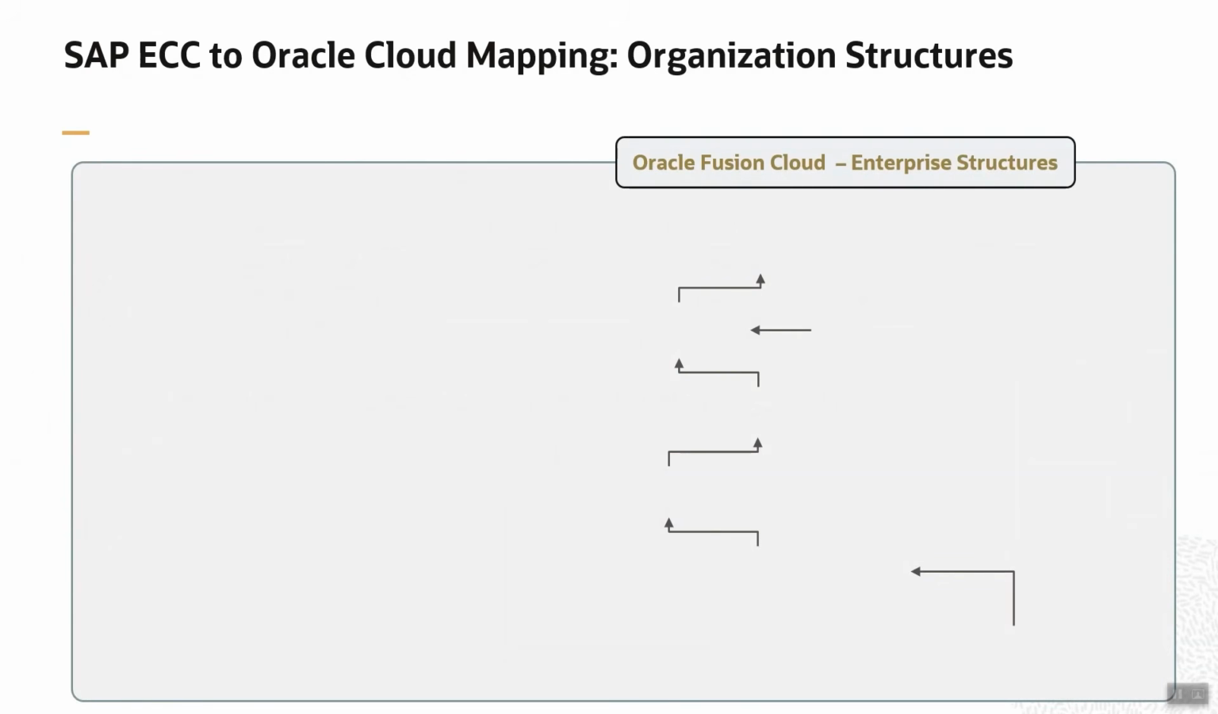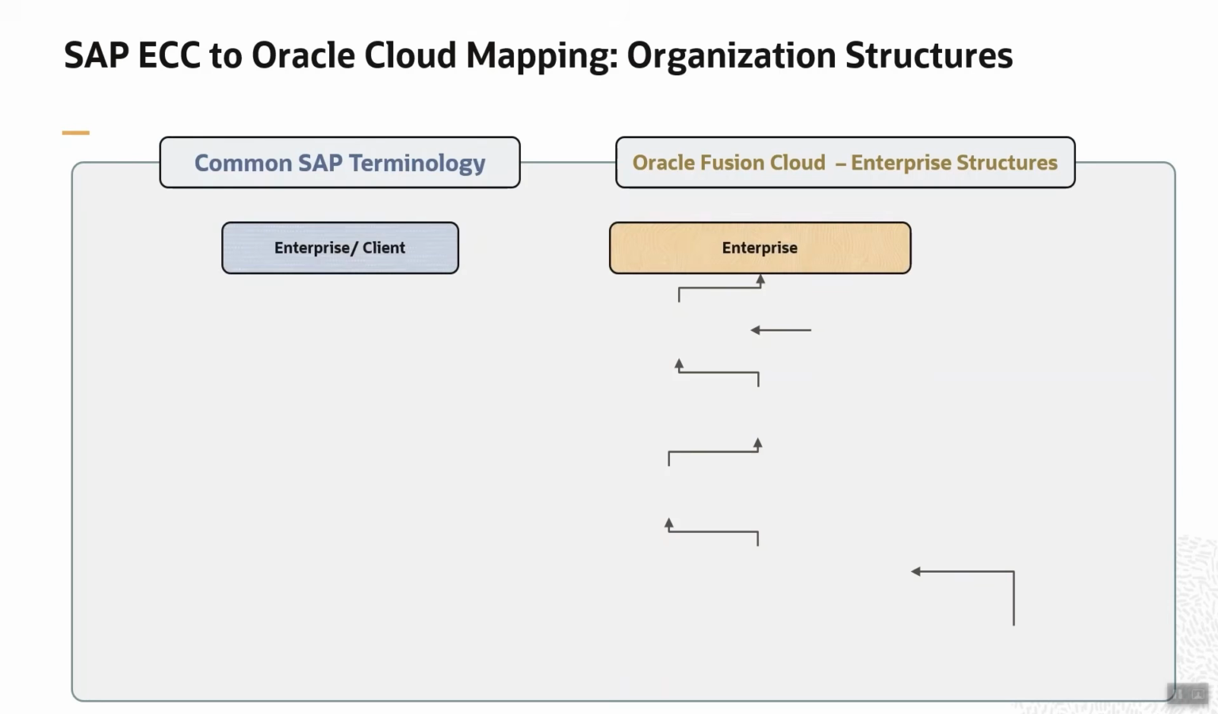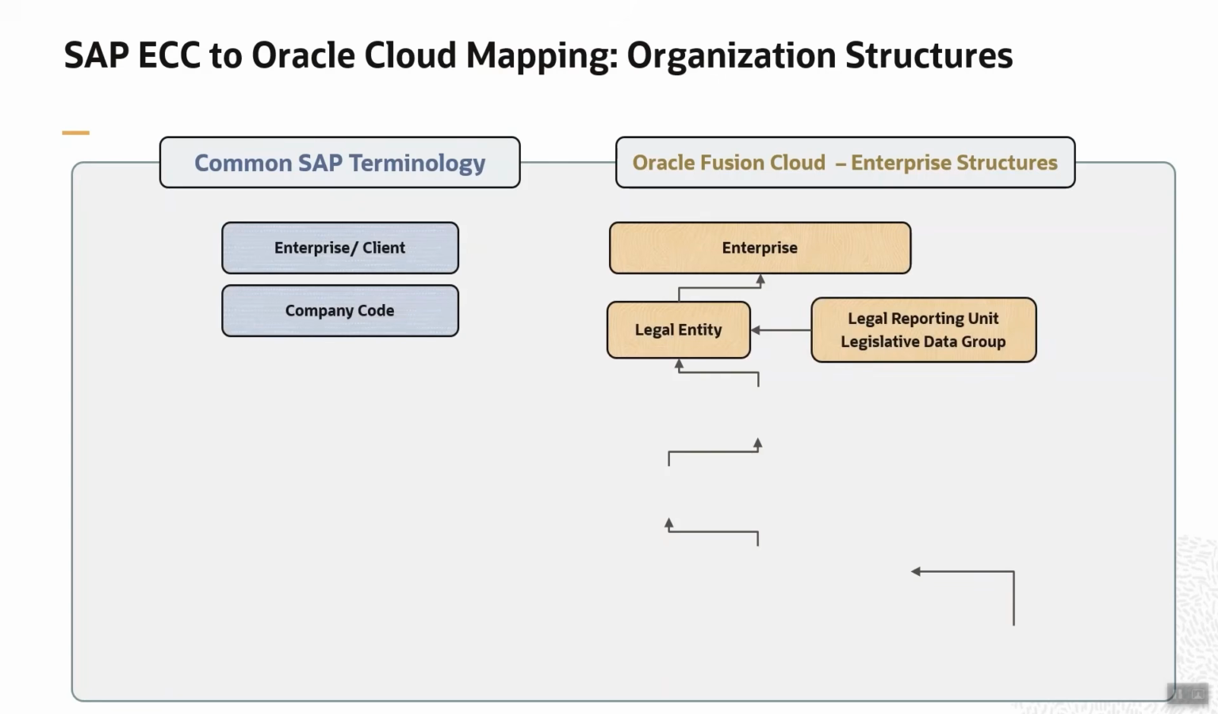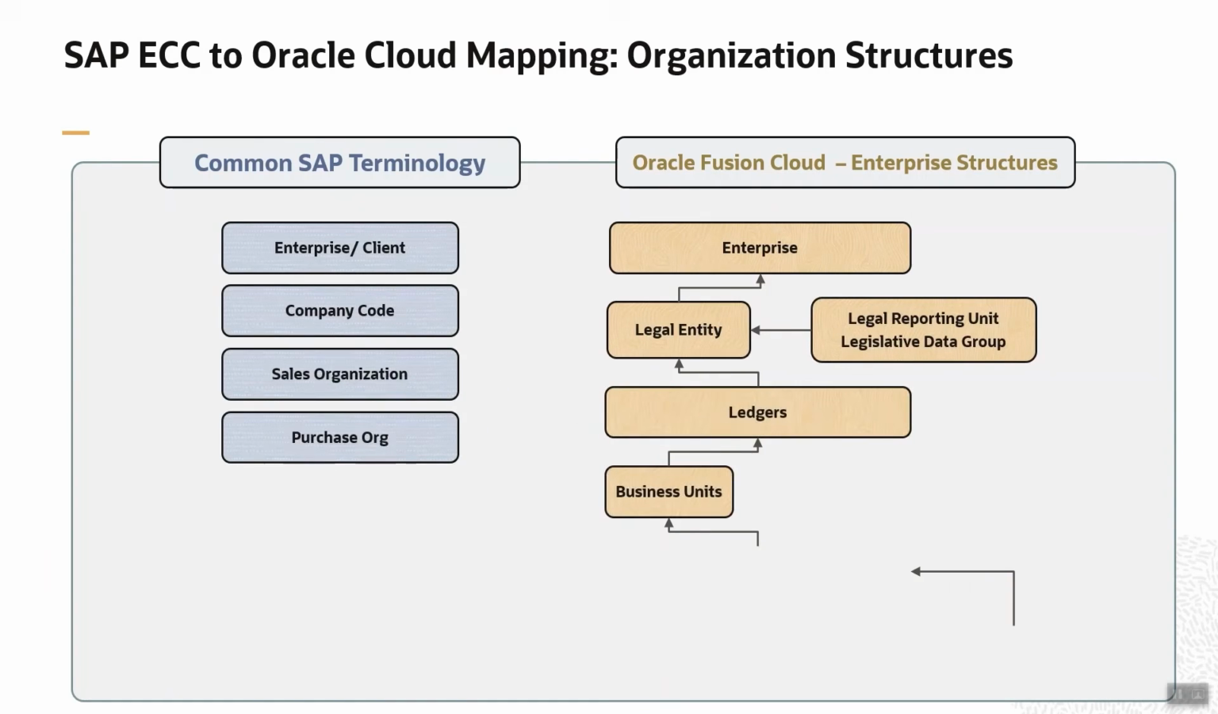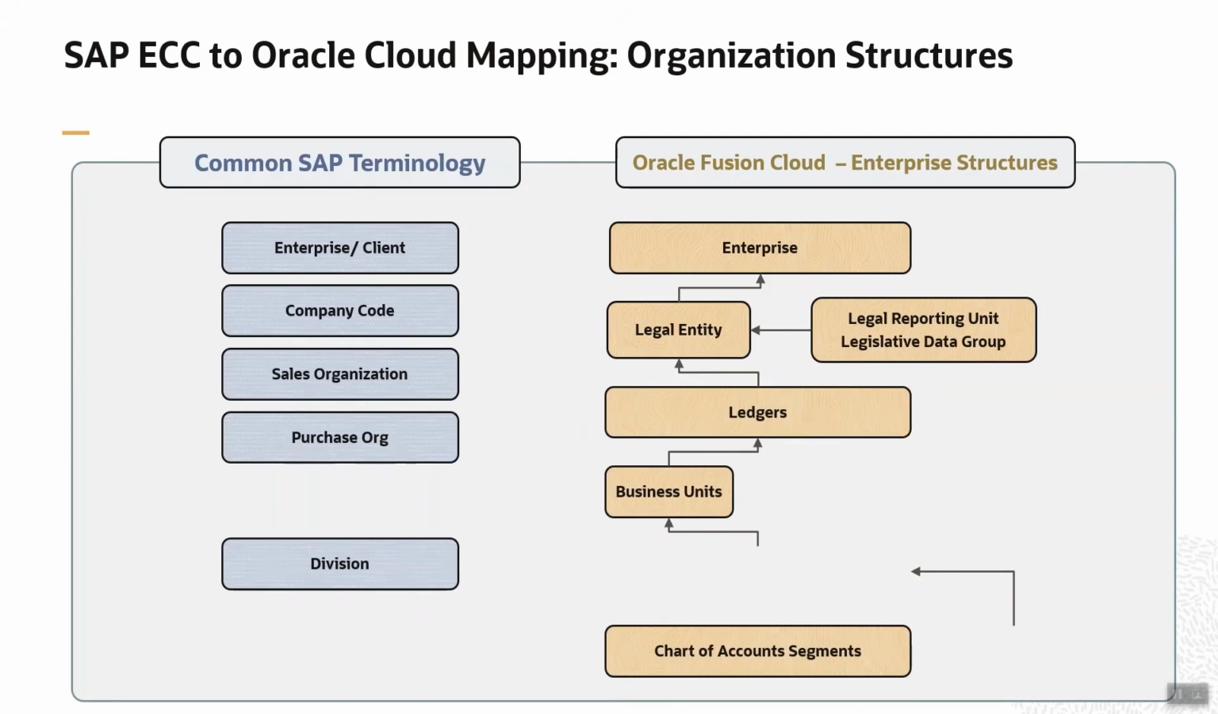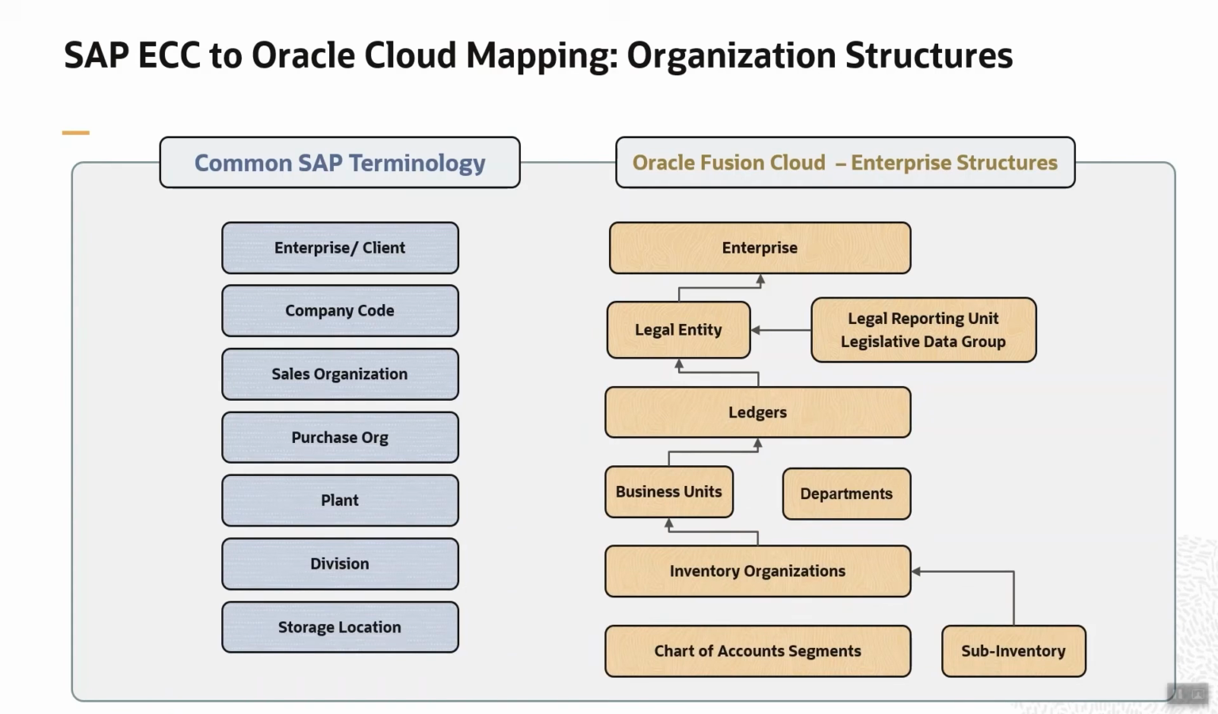Let's have a look now at mapping SAP ECC to Oracle Cloud organization structures. Let's start with common SAP terminology. The SAP client or enterprise maps to the Oracle enterprise. The SAP company code maps to the Oracle legal entity. The SAP plant, sales and purchasing organizations are mapped to the Oracle business units. The SAP divisions, departments and business areas are mapped to the Oracle chart of accounts segments, part of your ledger configuration. And the SAP storage locations and warehouses are mapped to the Oracle item or inventory organizations and the sub-inventory.